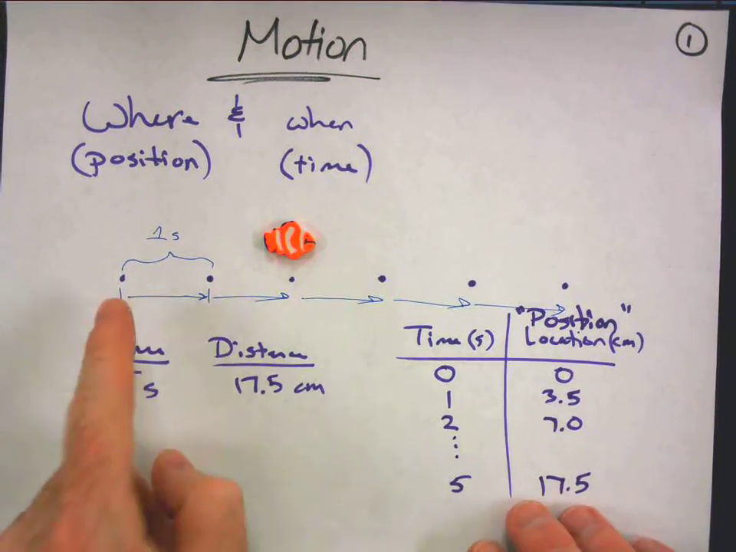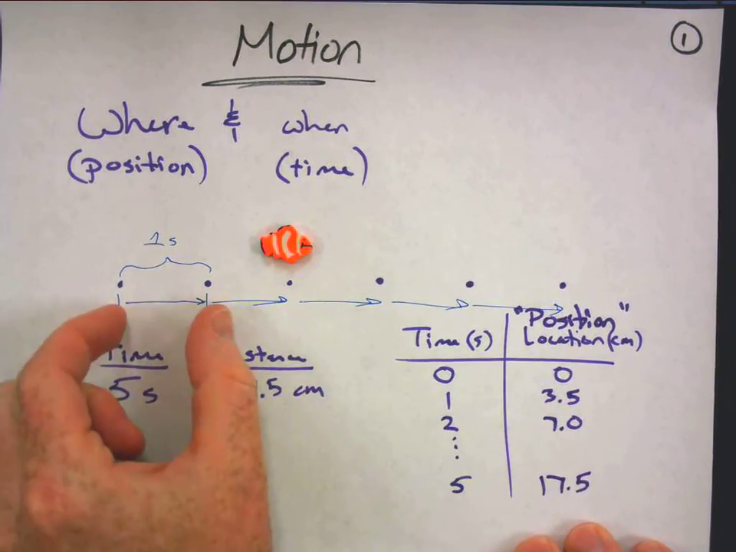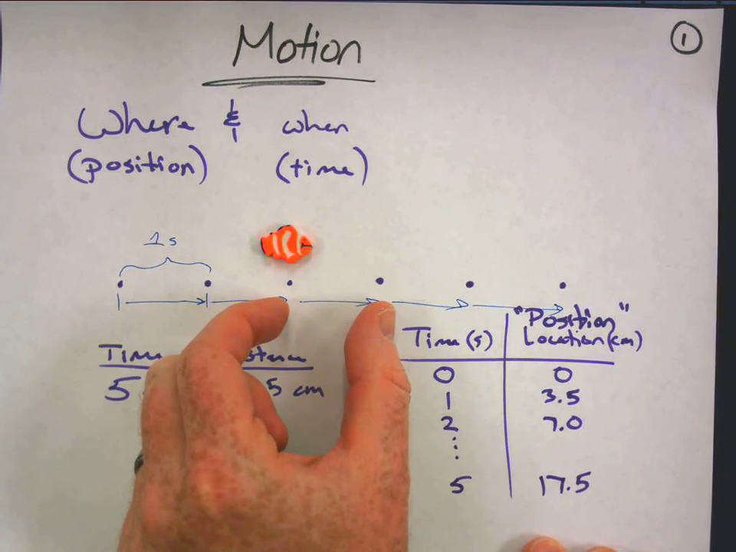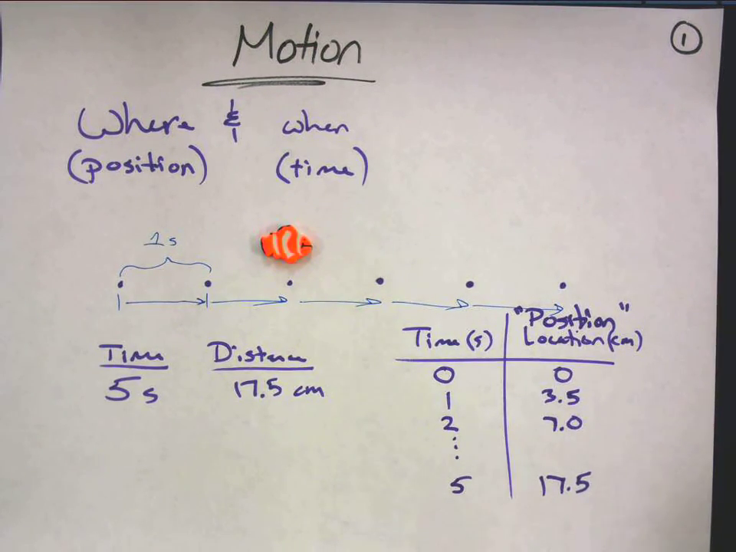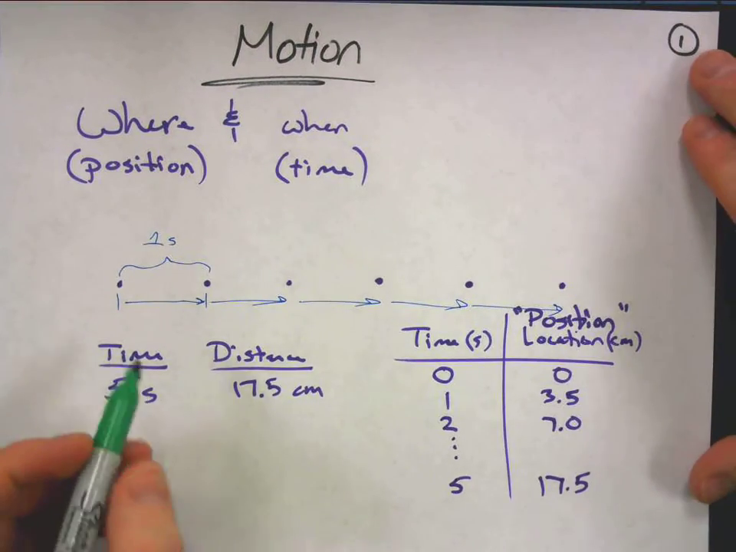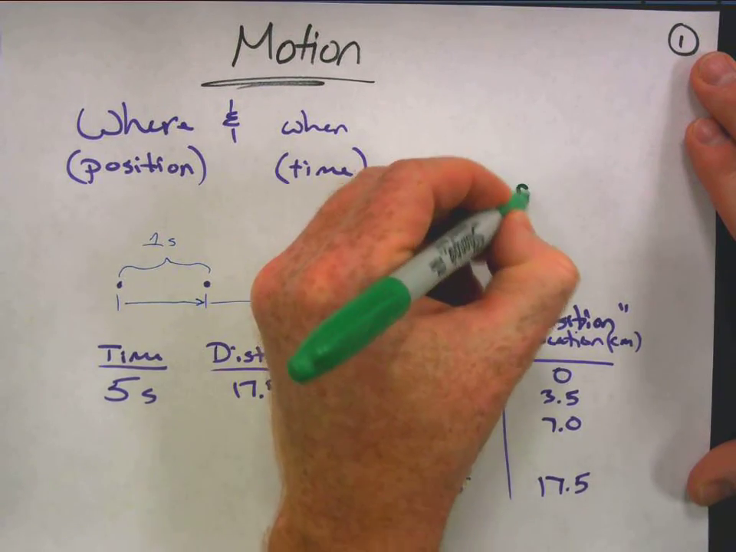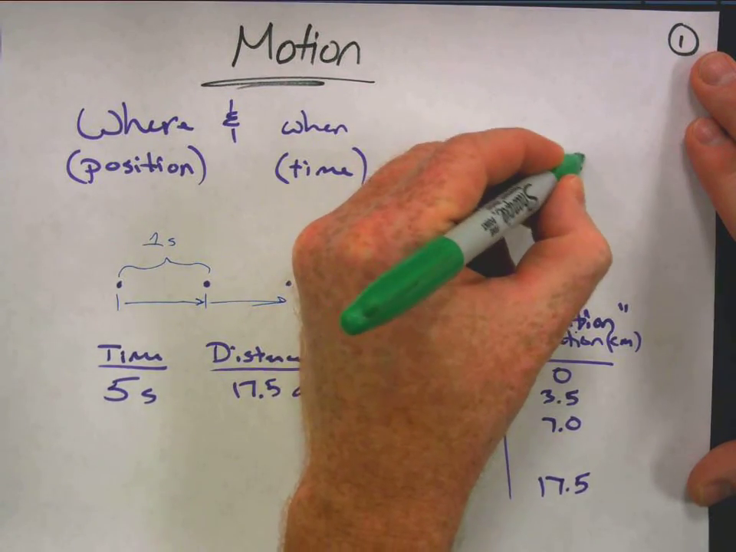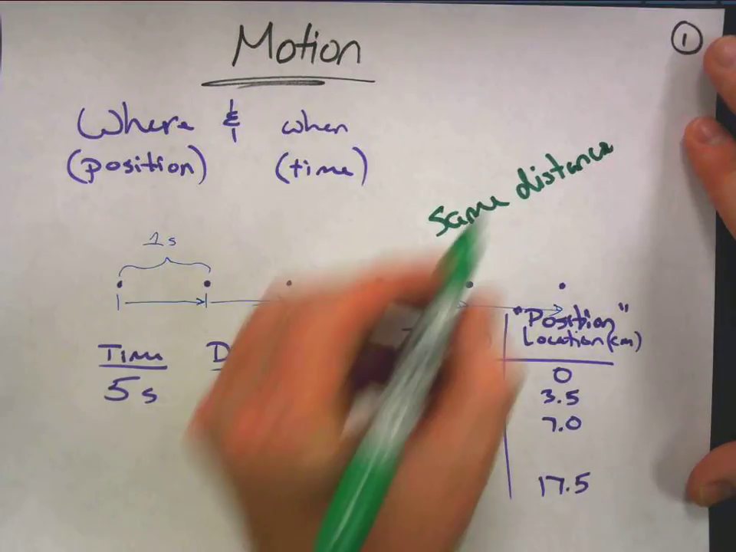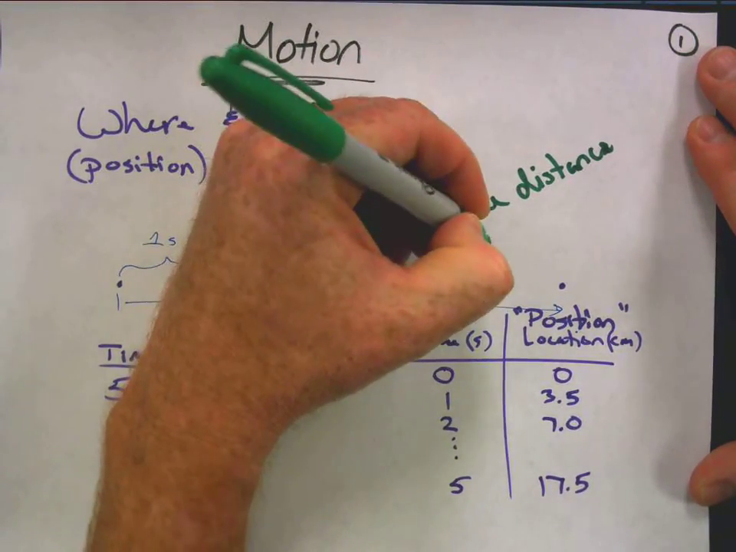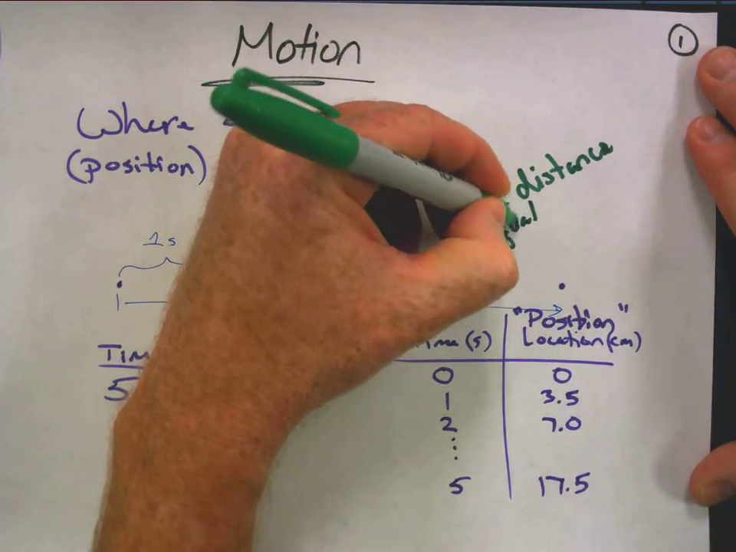Note the spacing between the dots. The distances between the dots are all the same. So what does that mean for us? Well, that's actually very important. Same distance in equal amounts of time.